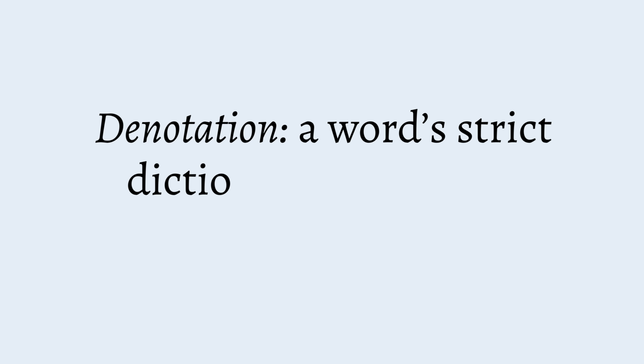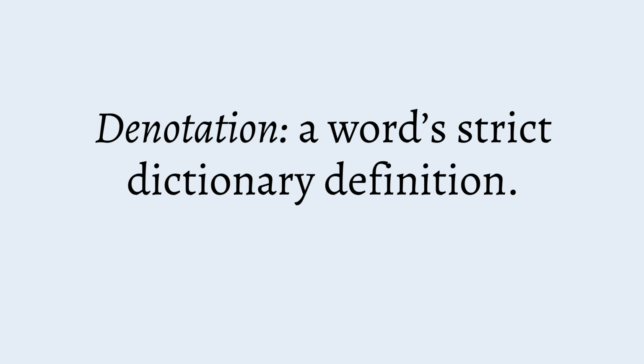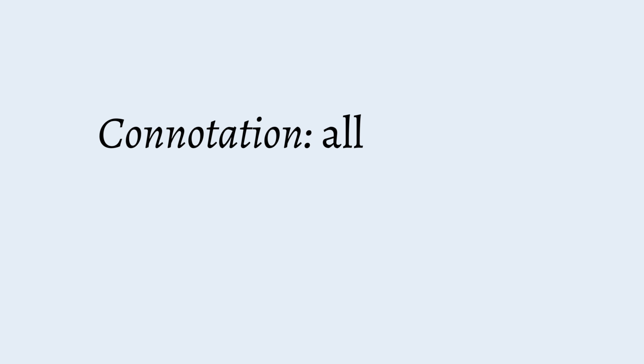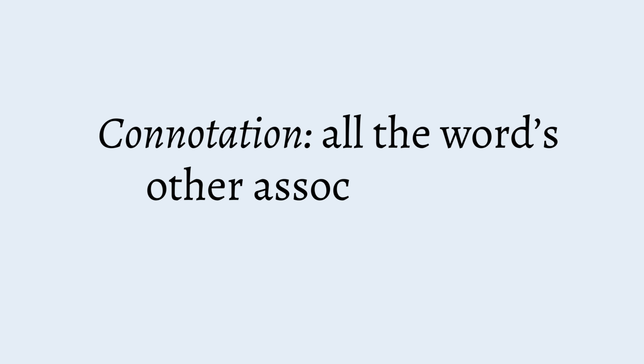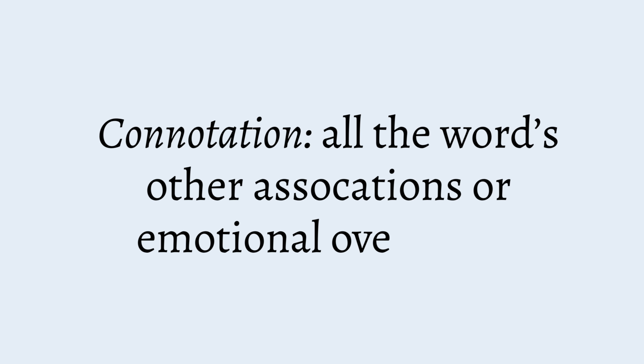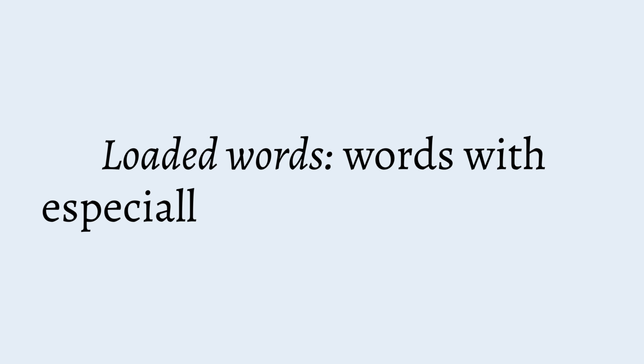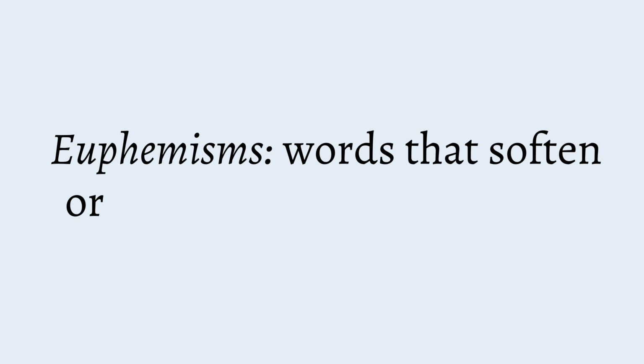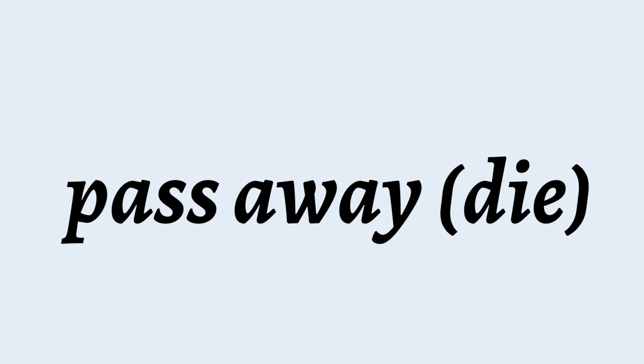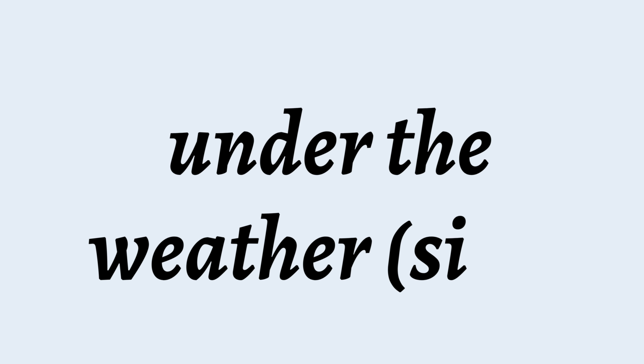When we talk about a word's strict dictionary definition, we call that its denotation. When we think about all the other associations or emotional overtones a word carries, we call those its connotations. Words with especially strong connotations are often called loaded words, terms such as pro-life or freedom fighter. Euphemisms soften or obscure a literal meaning, like pass away instead of die, or under the weather instead of sick.